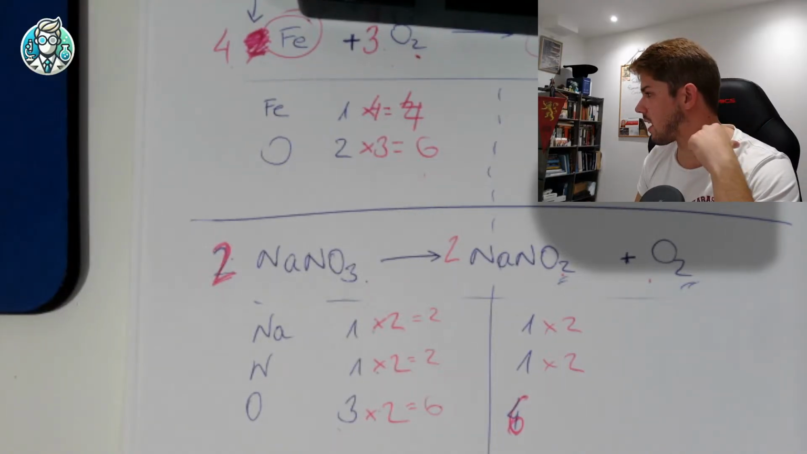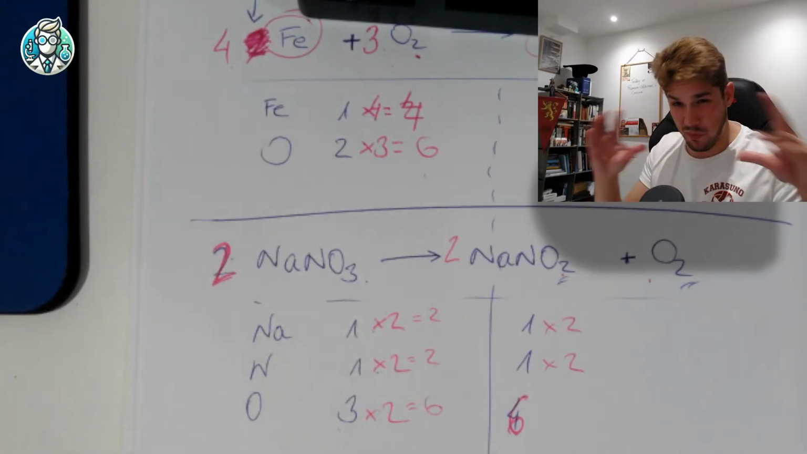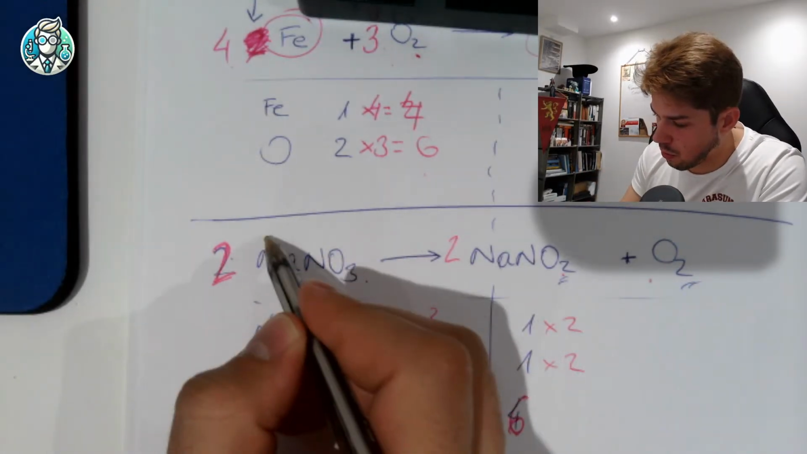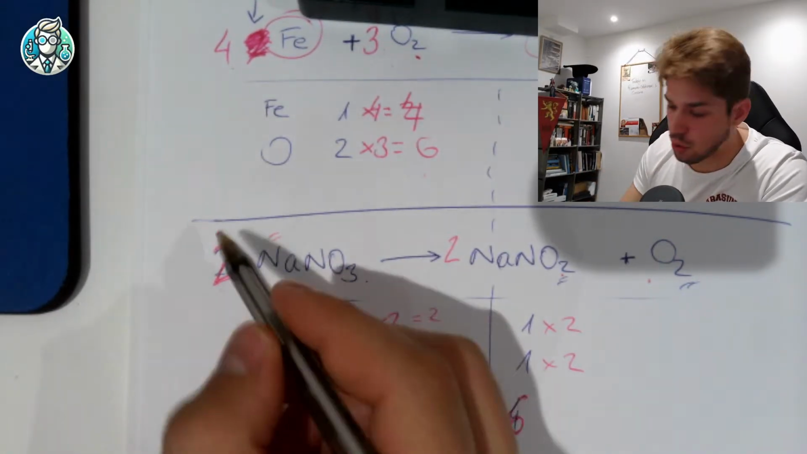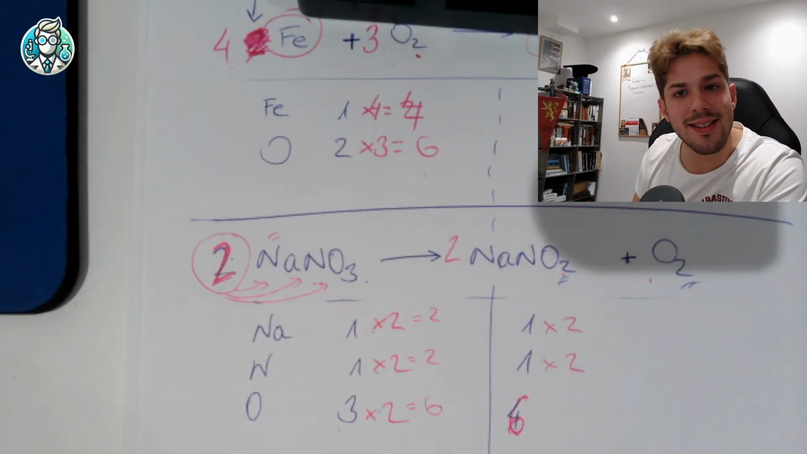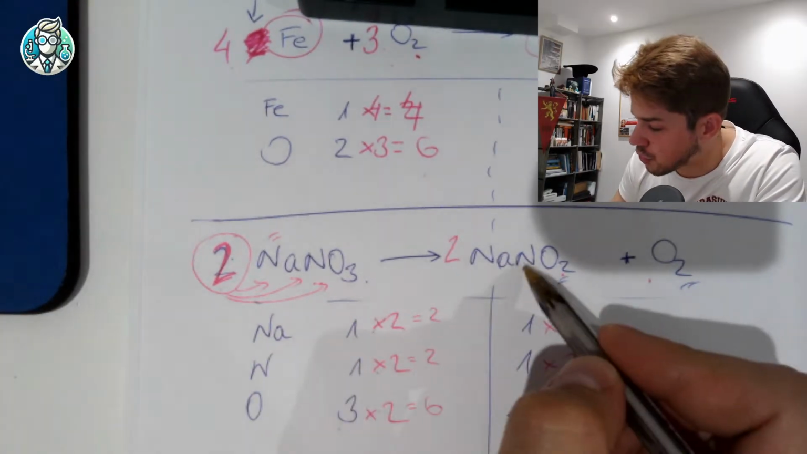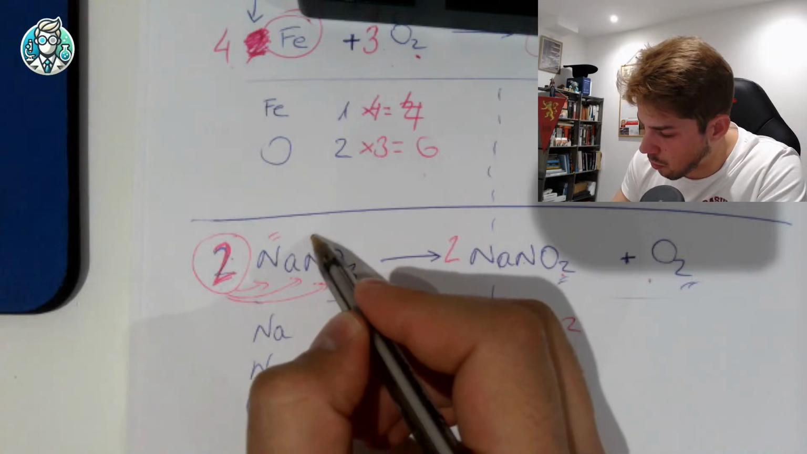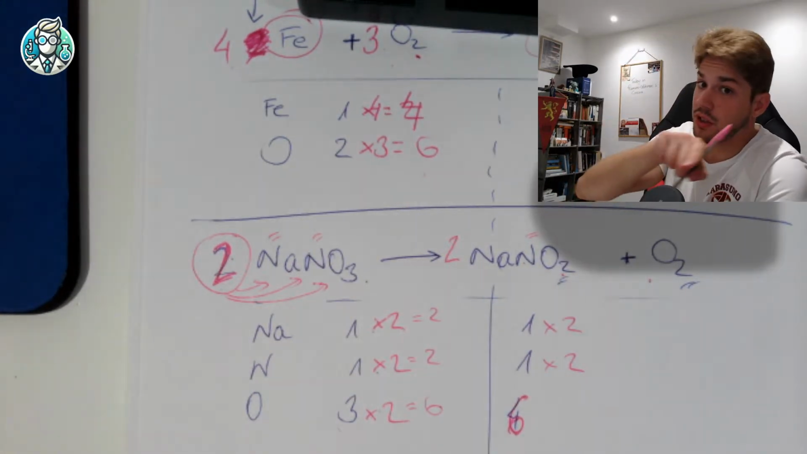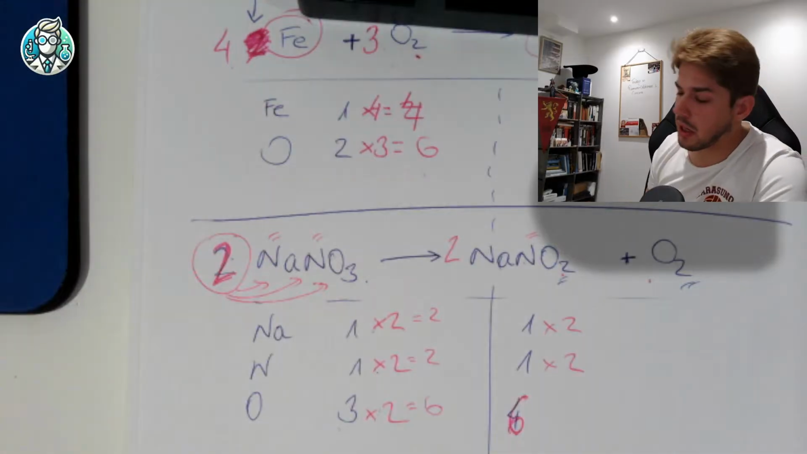Let me count it again, because I want to show it looked very long, it looked very difficult, but it's not. Atoms of sodium, 1, 2. Remember, this 2 in here affects everything. Atoms of nitrogen, we have in here 1, 2, and here 1, 2. And then atoms of oxygen. Oxygen was the one that was making this difficult.